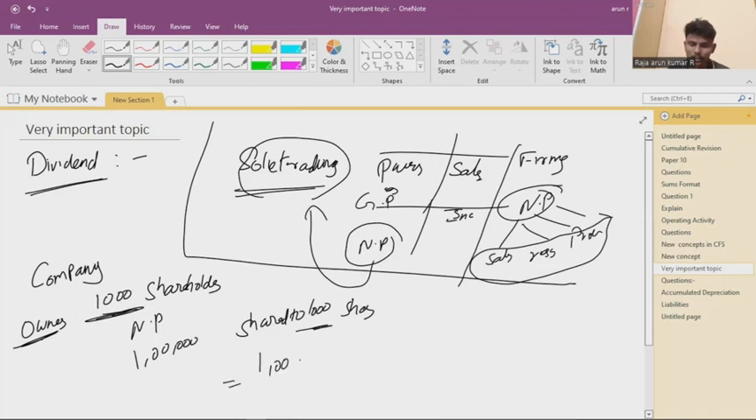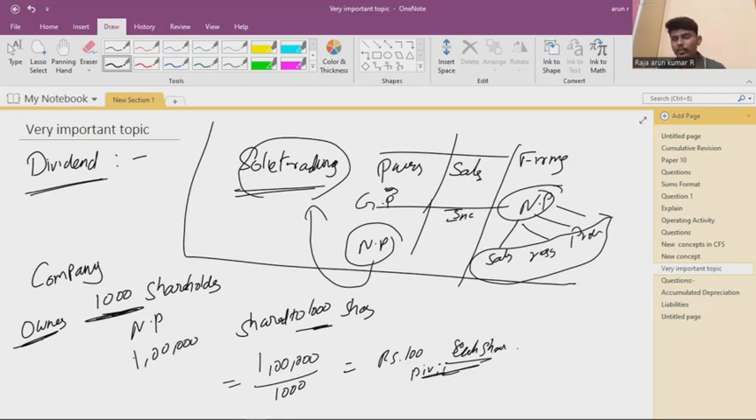1 lakh divided by 1,000 shareholders equals rupees 100 dividend paid to each shareholder. Okay, this is the simple concept. In a sole trading concern, the net profit is wholly enjoyed by the sole trader. In a partnership firm, the whole net profit is shared among the partners. In a company, they pay the net profit as a dividend. Yes, but the company's whole net profit is not paid as dividend. There is also retained earnings.